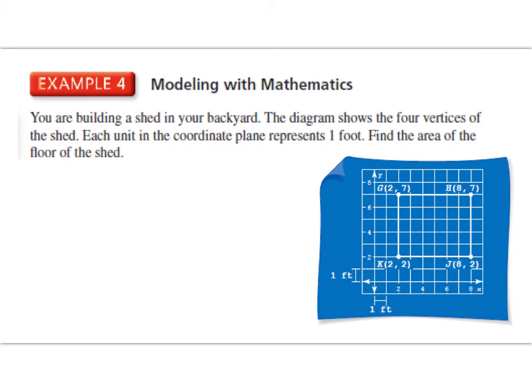All right, next we're going to use an example real-world situation. You are building a shed in your backyard. The diagram shows the 4 vertices of the shed. Each unit in the coordinate plane represents 1 foot. Find the area of the floor of the shed.